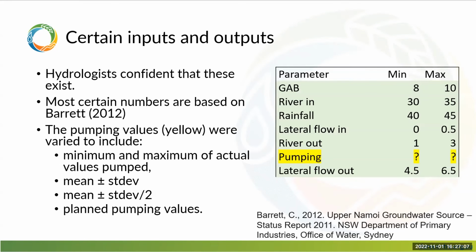So these are our certain outputs for the model. Hydrologists are pretty confident that these ones exist. And most of these numbers are based on those reported by Barrett. However, the pumping values in yellow there were varied to include the minimum and maximum of actual pumping values collected within those years, as well as the mean plus or minus standard deviation of those values, as well as the mean plus or minus half the standard deviation. And then the planned pumping values from Barrett were also used as a comparison.